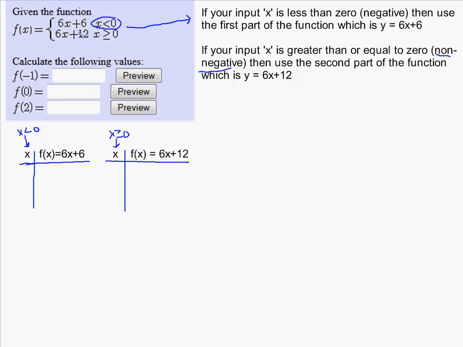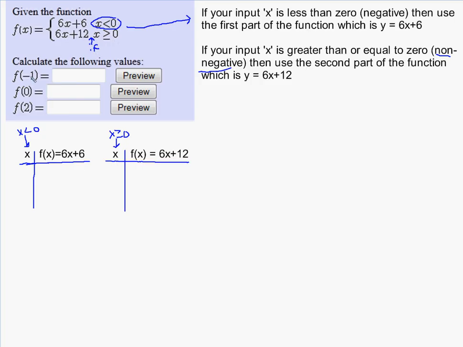So basically, you're given two different equations. Under no circumstances would you ever use both. You only use one or the other, and these are the directions for when you use them. In fact, a lot of times these piecewise defined functions will have the word "if" in there, meaning use the second part of the function if x is greater than or equal to 0.